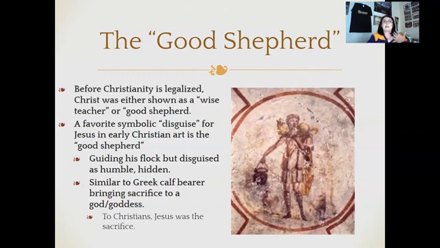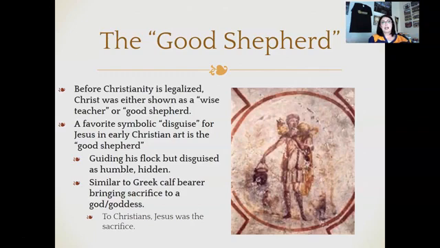And they were able to disguise Jesus in this way, because this is what this basically represented: he was a shepherd for his people by being the sacrifice, because he had sacrificed himself. So he's very hidden, humble, discreet, and nondescript. Romans looking at this would be like, oh, well, that's just a shepherd going to do a sacrifice, or a calf bearer bringing a sacrifice to a god or goddess.